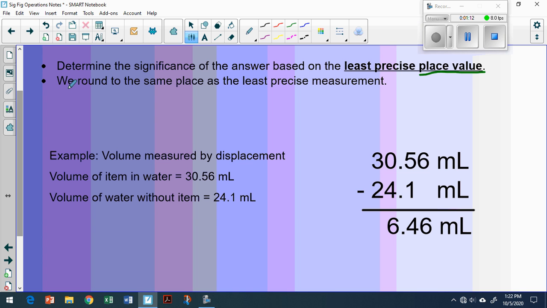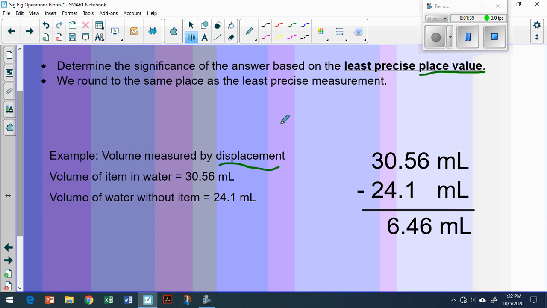So what would be an example where we would have this kind of a measurement involved in a calculation? You might be doing measurement by displacement. So in this situation, we take the measurement of a volume of an item placed in water, and then we subtract the initial volume of the water without the item in it. That difference between the two would represent the volume of the item itself.